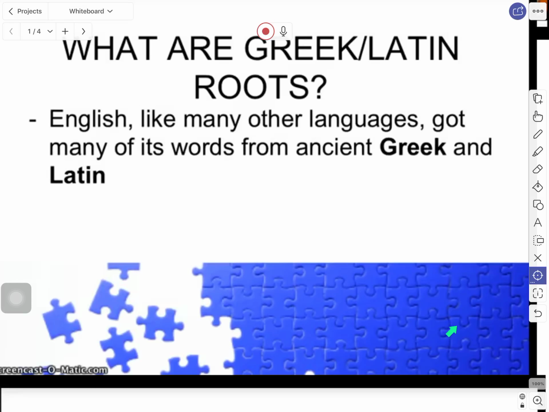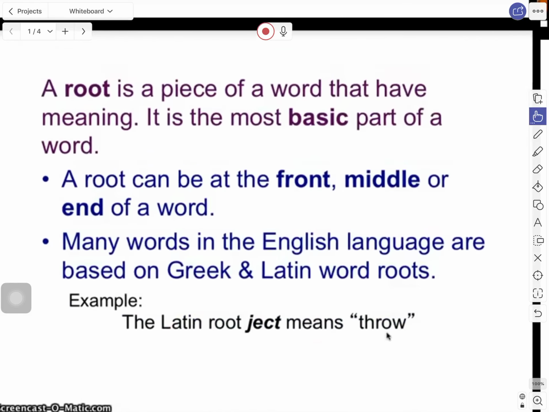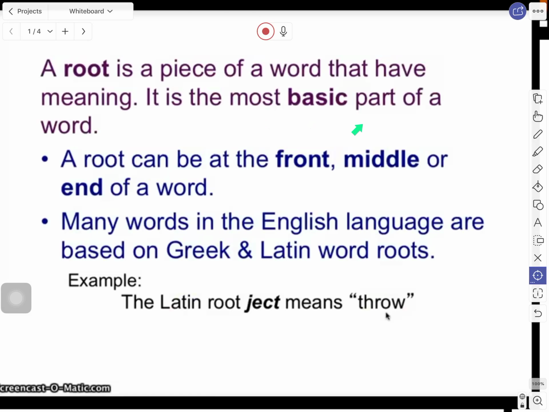it creates a whole picture together, and it creates something new. It still has to do with the piece, but it creates a new term, and that's kind of like what roots do with words. So a root is a piece of a word that has a meaning. It is the most basic part of the word. That's why it's called the root. That's the basic part of it. So it can be in the front, middle, or end of a word. And many words in the English language are based on Greek or Latin root words.